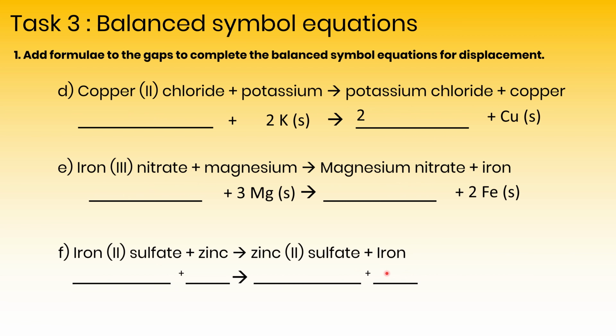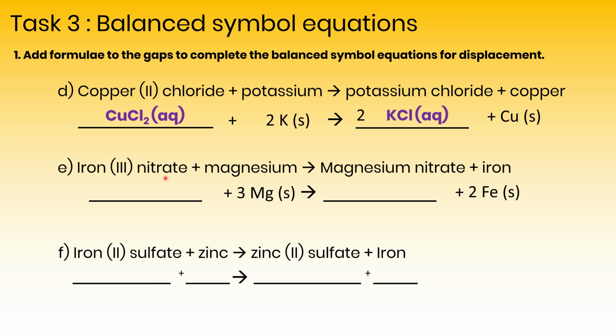Some more here for practice, so please pause the video, give them a go, and then come back for your answers. Here we've got copper 2 chloride. Copper 2 is 2 plus charged, and chloride is 1 minus charged, so we should have got CuCl2 for the copper chloride. In potassium chloride, potassium is 1 plus charged, whereas chlorine is 1 minus charged, so they pair together in a 1-to-1 ratio, so potassium chloride is KCl.